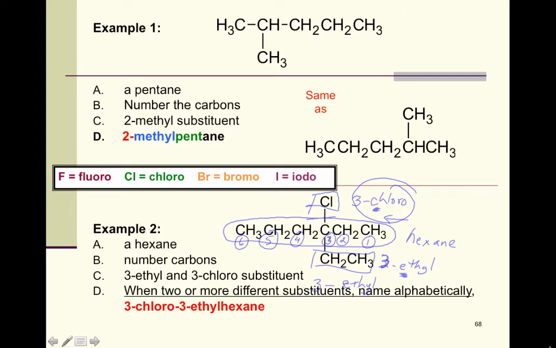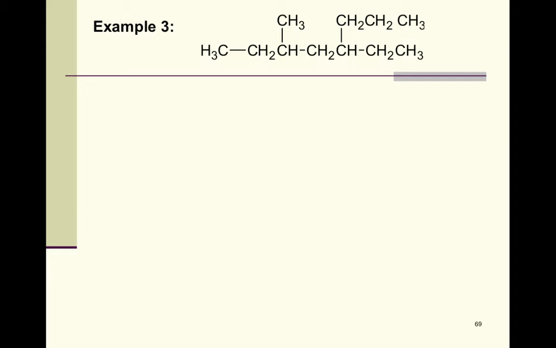So on this page here, we have an example of, you can have the branching coming off the left or right, and you always look for the lowest possible number. On the second example, we have 2 different substituents, and we had to learn from this one that if you have 2 or more different substituents, they're listed or named alphabetically. All right, here's example 3. Now, I want you to go ahead and draw this, but I want you to go ahead on your own and circle the longest continuous chain without me.